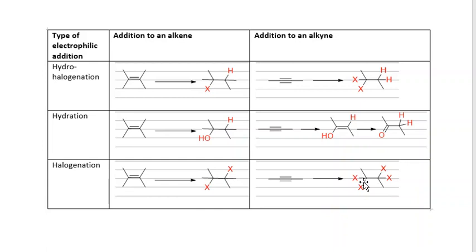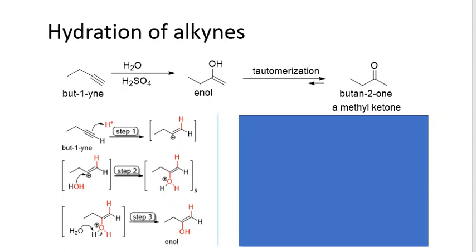So the one that's really different is hydration. So let's look at that. Just note that what happens here, the big picture, is that you do get an alcohol next to an alkene if you do a hydration with an alkyne. But then you get this rearrangement happening. It's a little reaction called keto-enol tautomerism. And you wind up with a carbonyl instead of an alcohol and an alkene. So let's look at how that happens.